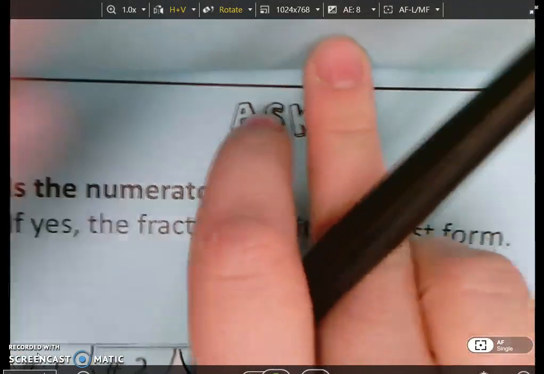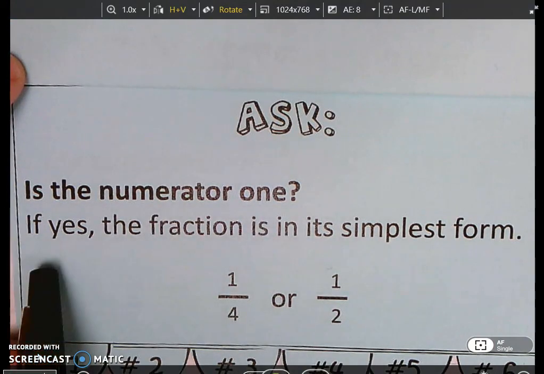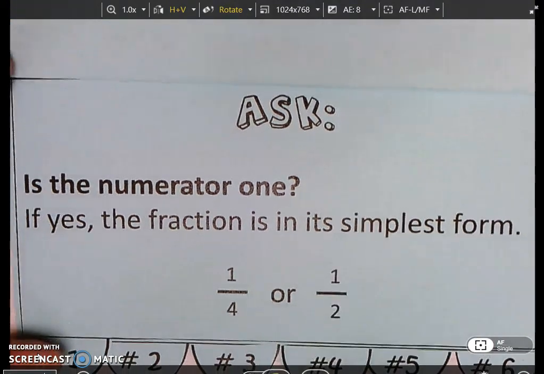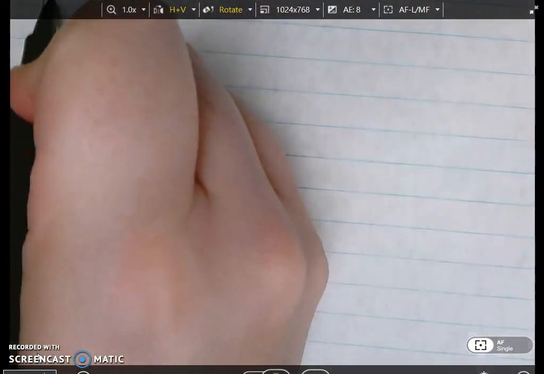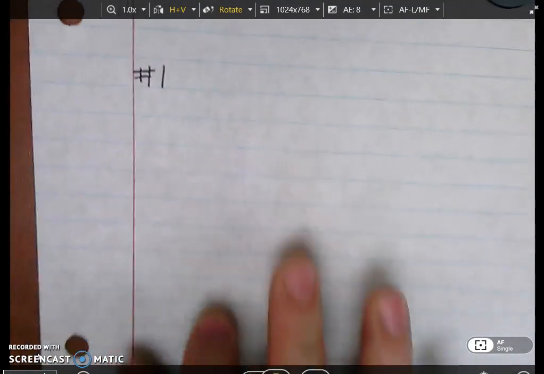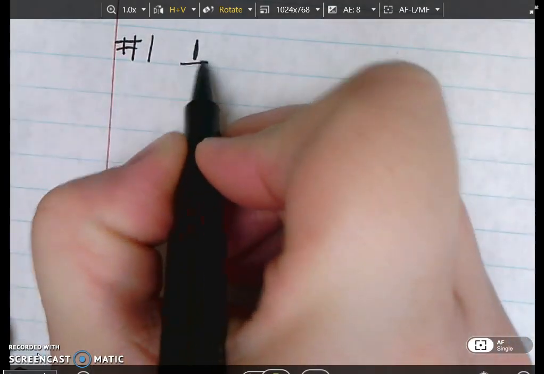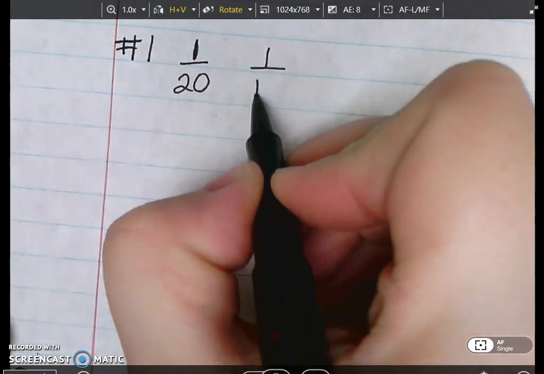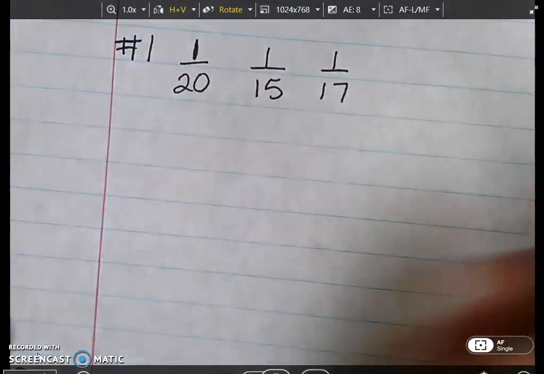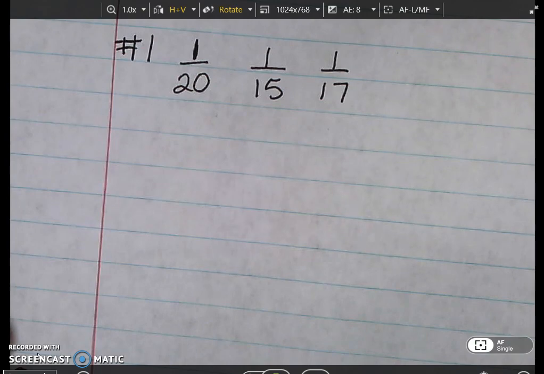So if you flip the first one over, it says, ask yourself, is the numerator 1? If it is a 1, the fraction is in simplest form. So if you go to the bottom of your paper, I'm going to put number 1, because that's the question we're talking about right now. If a fraction has a 1 on the top, that means it's in simplest form. So it could be 1/20th, it could be 1/15th, it could be 1/17th, and I could keep going and going, but any fraction that has a 1 on the top is in simplest form.